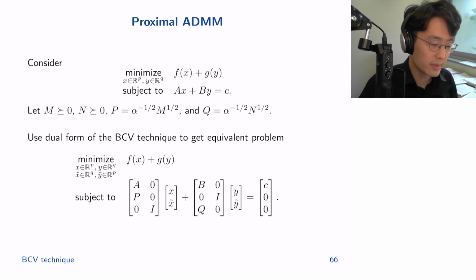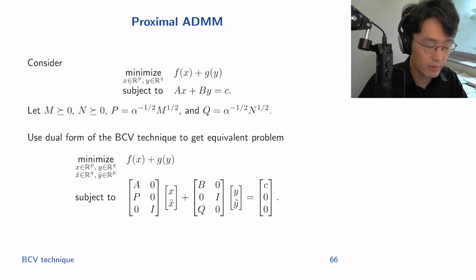So far, we've used the BCV technique to derive the methods PDHG and PD3O. Those instances of the BCV technique are what I refer to as the primal form of the BCV technique. Let's use the dual form of the BCV technique to derive the method Proximal ADMM. So we consider this optimization problem.